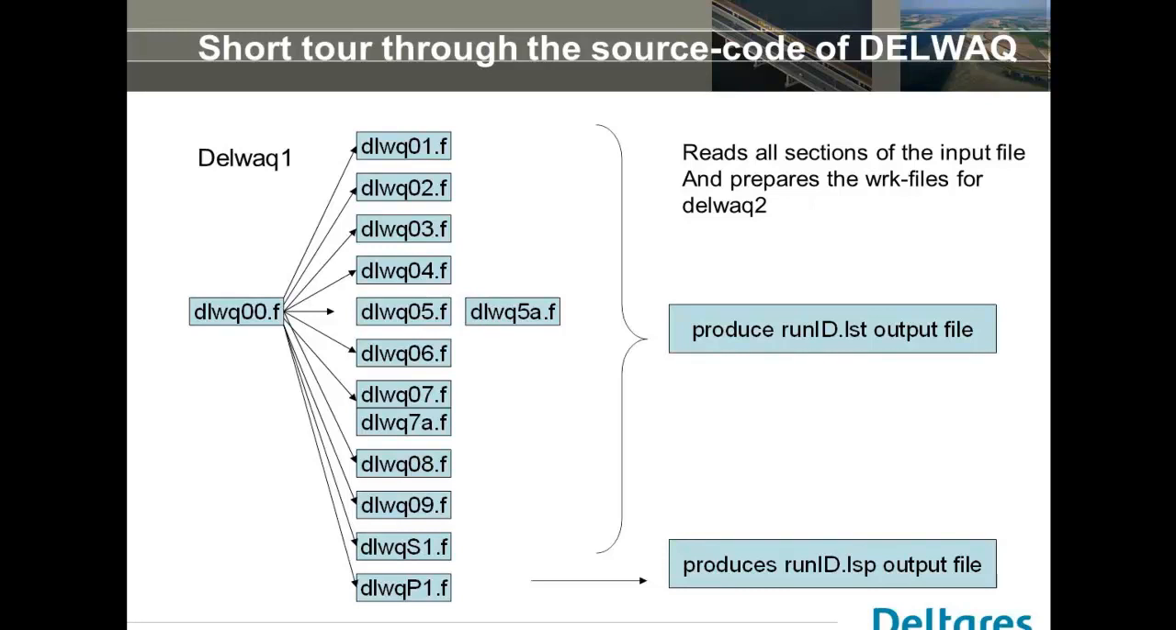So what does DELWAQ 1 do? Well, the input file consists of about 9 or 10 sections, and the DELWAQ 1 Fortran code just goes through the subroutines to read all the sections of this input file. And it's very important to know that if anything happens during your calculation and it fails, usually there is some message which can be found in the LST output file or the LSP output file, so you can get some clue about what could be wrong with your input.